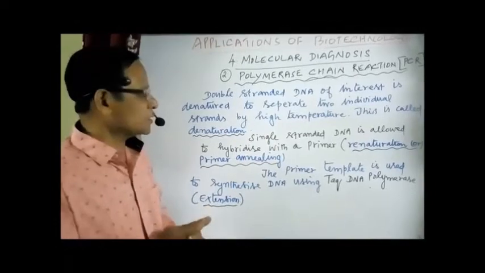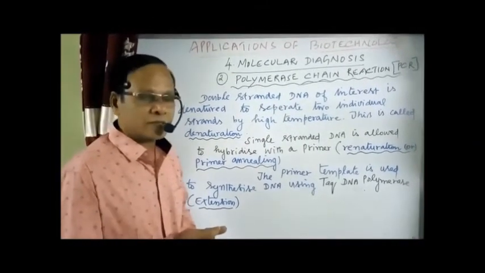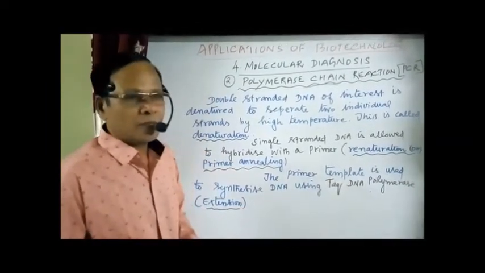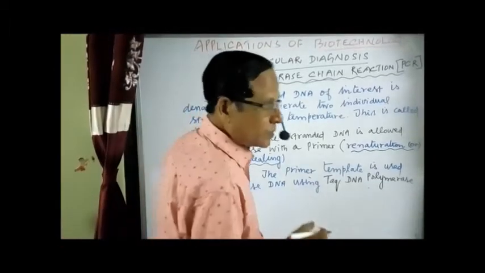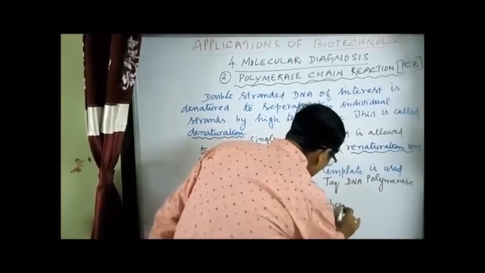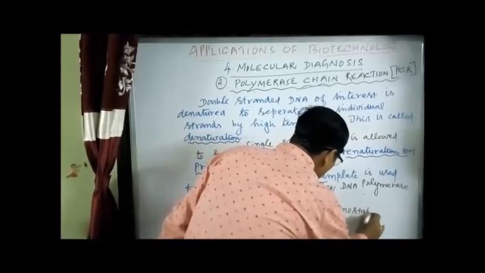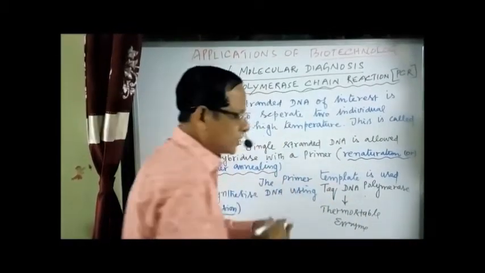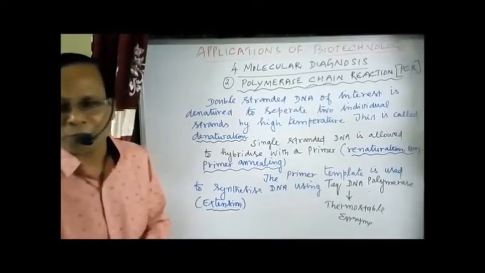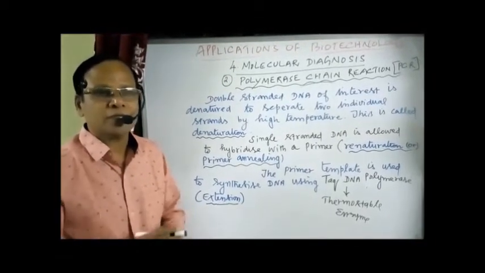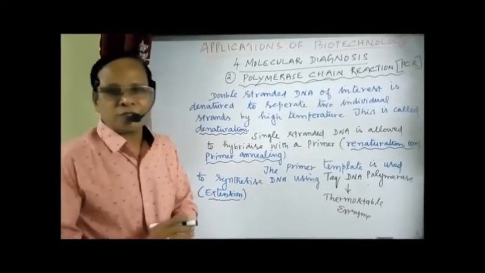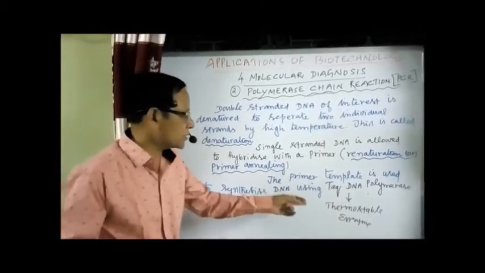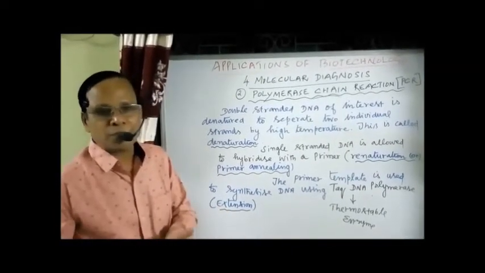The third step: once the primer is hybridized with the single stranded DNA template, it is used to synthesize DNA using an enzyme that is specific for PCR, called Taq DNA polymerase. This is a thermostable enzyme, meaning it can withstand high temperature. Normally enzymes are protein in nature and will be denatured after even 40 degrees Celsius. But this enzyme can withstand a high temperature of more than 95 degrees Celsius. That's why it's called thermostable DNA polymerase.